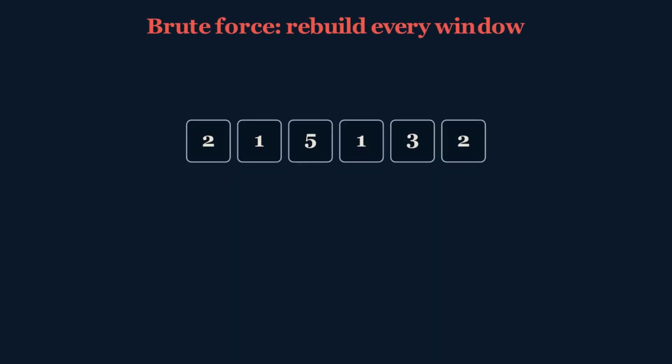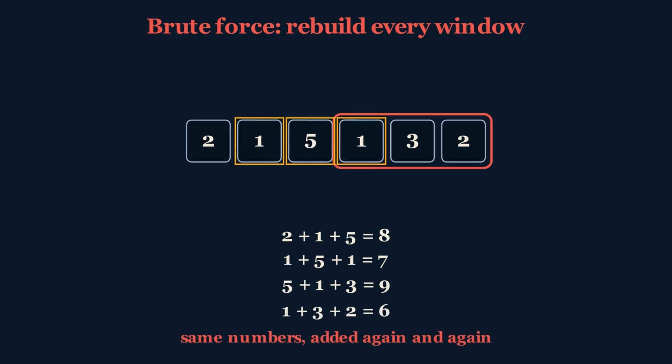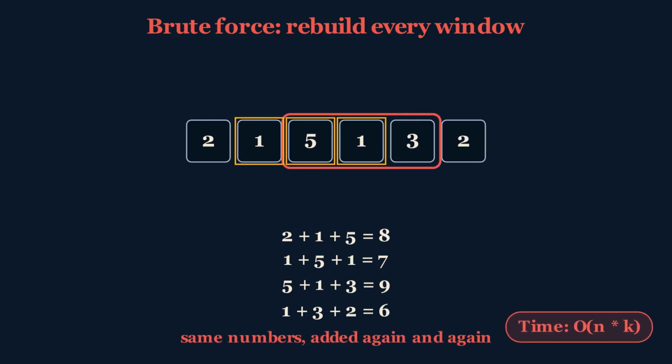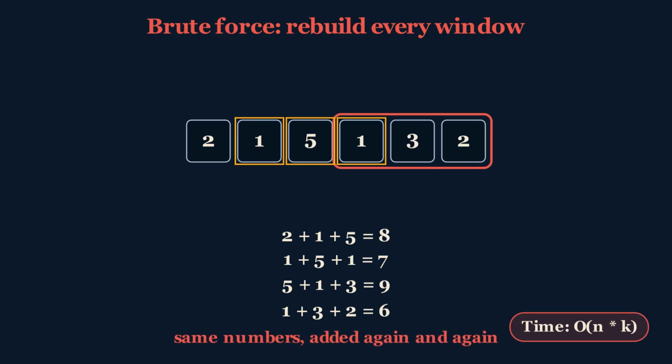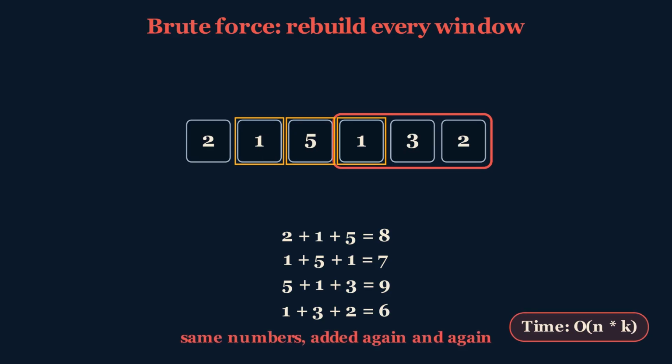The brute force way is to build every window from scratch. 2 plus 1 plus 5 is 8, then 1 plus 5 plus 1 is 7, then 5 plus 1 plus 3 is 9. It works, but look closely. The 1 and the 5, we just added them. Now we're adding them again and again. We keep recalculating numbers we already used. For a big array, that wasted work piles up into O of n times k time.